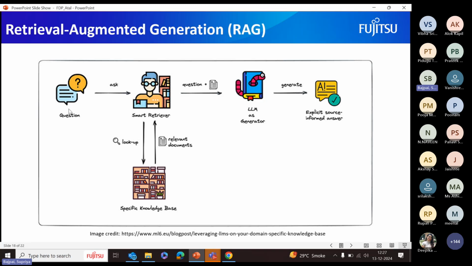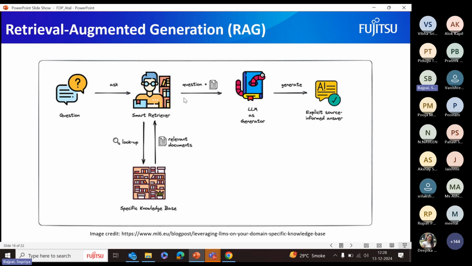If you look at the diagram, the user asks a question. This is the smart retriever. Since the LLM doesn't have the information of the private data set, the retriever goes to a database, the private data set provided by the company. It is like a stack of books. It checks which one has the most similar information, and retrieves the relevant documents.